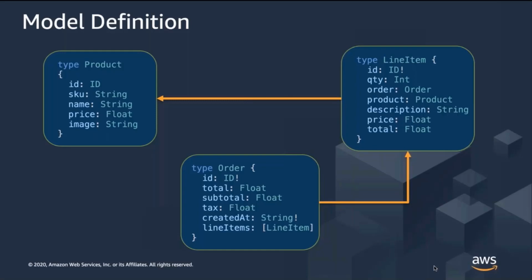You can also have aggregate fields. For example, in the order type, we have line items, which is an array of line items. And we also have the option to tell Amplify if we want these fields to be required or not required. That's what the exclamation points are for these types.